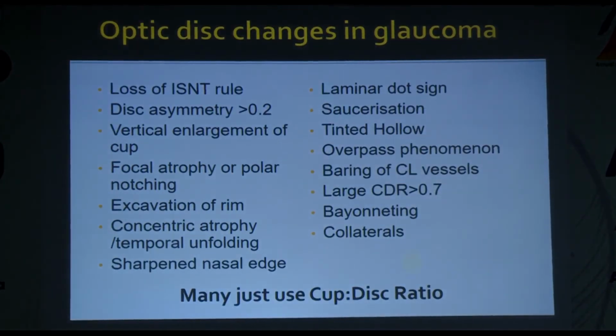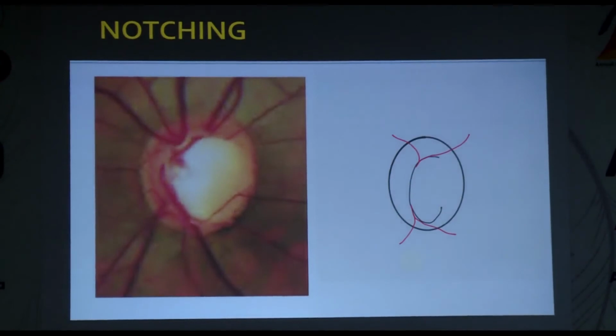There are many other ancillary signs, but many just depend on CDR, so this is what I want to de-emphasize over here. So now I'll be elaborating just a few signs which you're more likely to find in a glaucoma suspect. Now, a notch can be very subtle in the beginning, but it's a combination of a couple of signs that gives you more sensitivity to rule in glaucoma. So if you have a notch, like in this one, there is an inferior notch over there, you will also have a corresponding inferior nerve fiber layer defect.